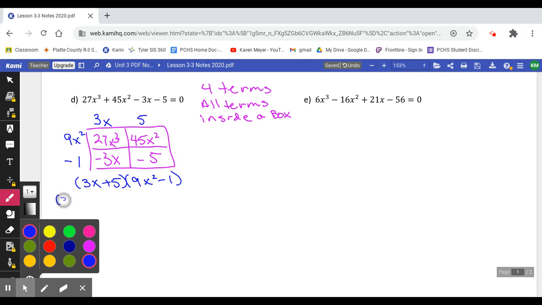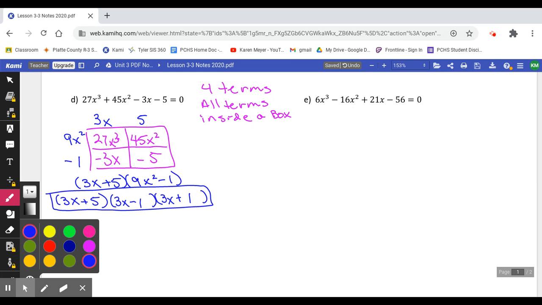Okay, can't do anything with 3x plus 5. There's no even power there, so I'm going to leave that alone. But what about the second parentheses there? We have an even power, so let's try to break that down. Well, 9x squared. I can get 9x squared by doing 3x times 3x. 1 minus, 1 plus. And then I can get 1 by taking 1 times 1. So there's my factored completely answer.